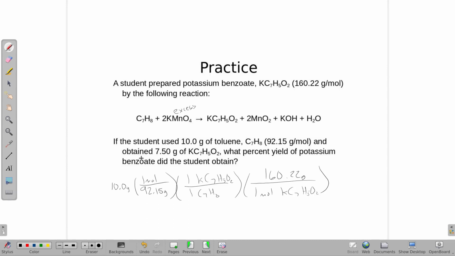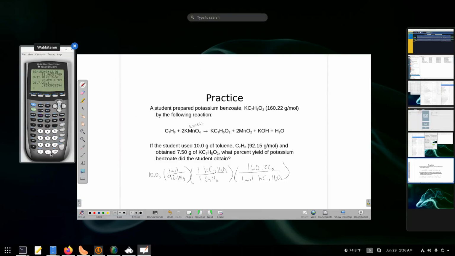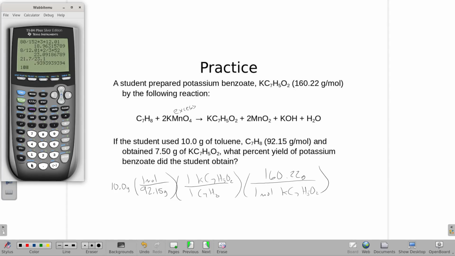That's how much we have obtained. That's that actual number they were talking about on that previous slide. So 10 divided by 92.15 times 1 divided by 1 times 160.22, we get a theoretical yield of 17.3.